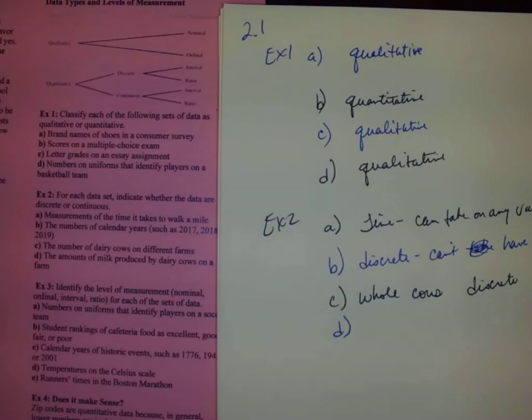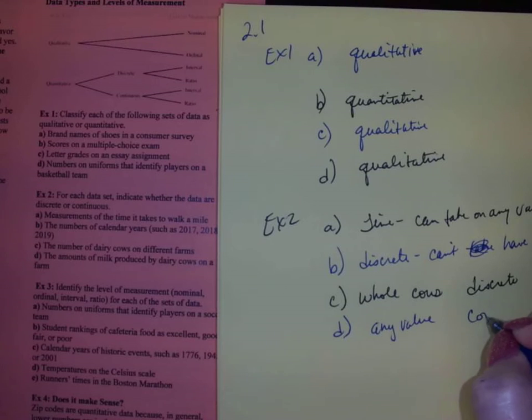All right, what about the amounts of milk produced by the dairy cows on the farm? So now we have a bunch of milk. Can milk have any value? It can. You can only have a whole cow, but you can have, you know, a half a gallon of milk. You can have a quart of milk. Any value for the milk, so that's going to make it continuous.